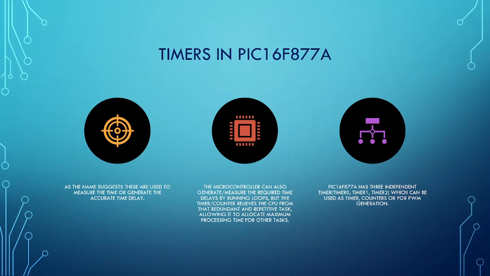PIC16F877A has three independent timers, namely timer 0, timer 1, and timer 2, which can be used as timers, counters, or for PWM generation.